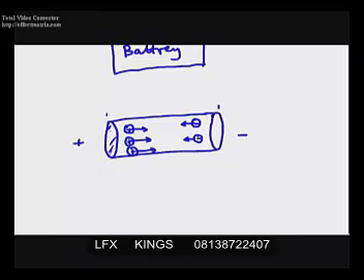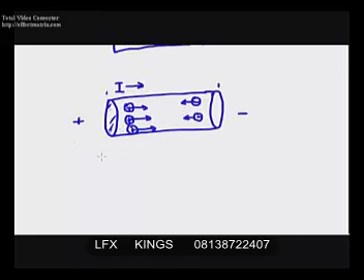So what is current? Current takes the direction of the movement of the positive charge. This is current moving in the same direction as the positive charges, opposite the direction of the electron. So current is equal to the charge divided by the time.